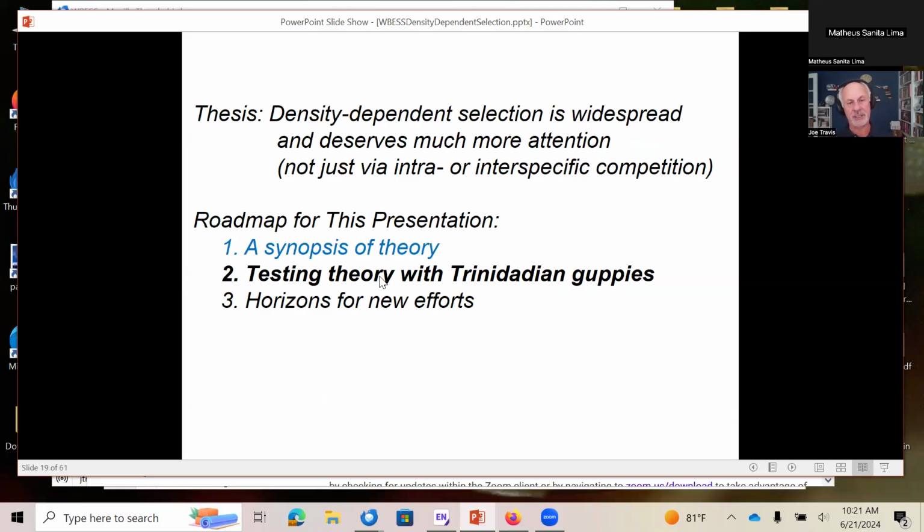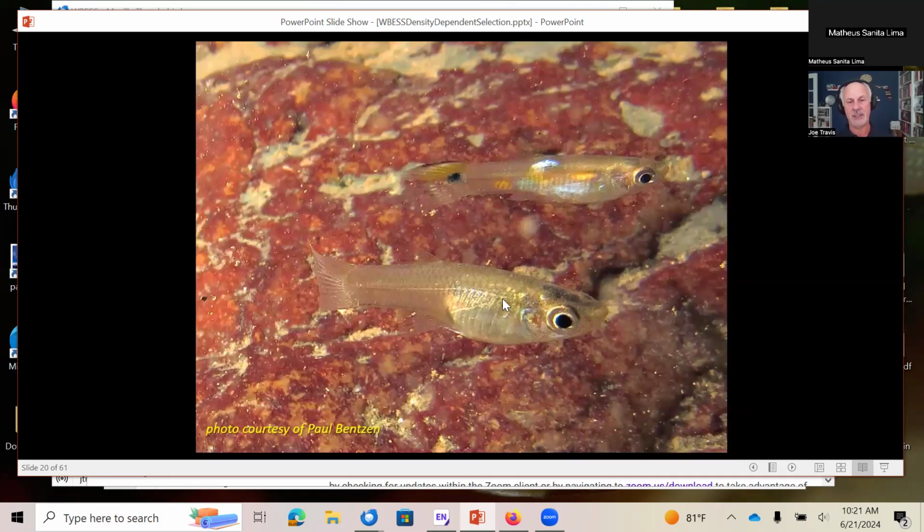I want to talk about testing this theory with Trinidadian guppies, which is work that I've done in conjunction with David Reznick, Ron Bassar, Tim Coulson, Andrés López-Sepulcre, and others over the years. So let's test the theory with Trinidadian guppies. This is a Trinidadian guppy. These are poeciliid or live-bearing fish.